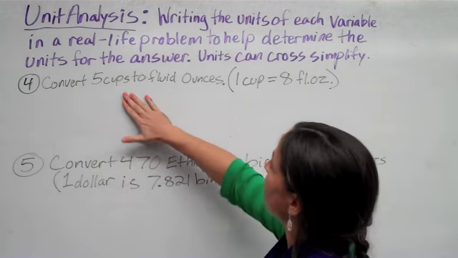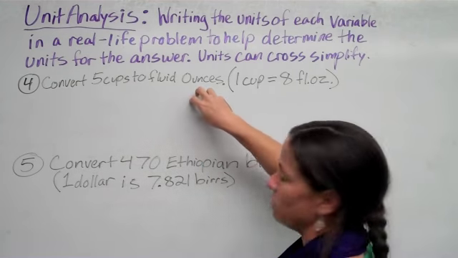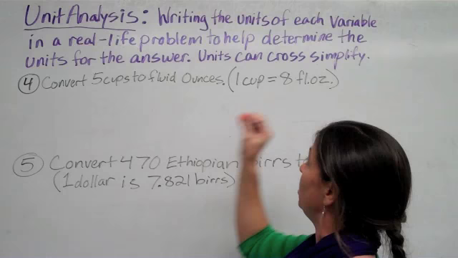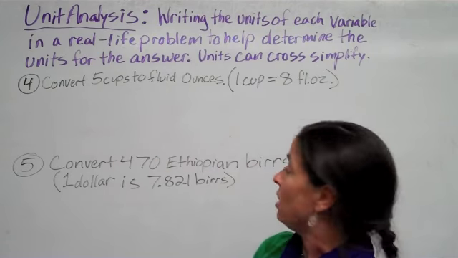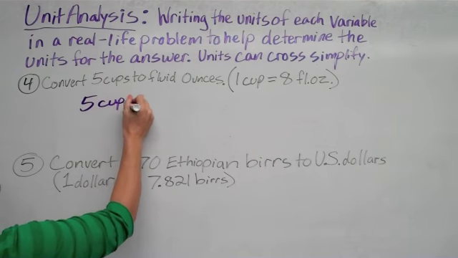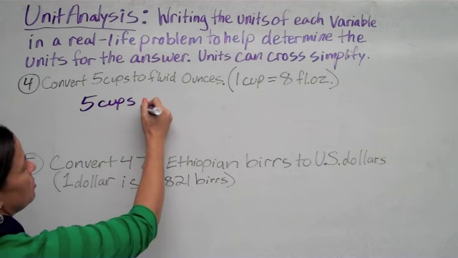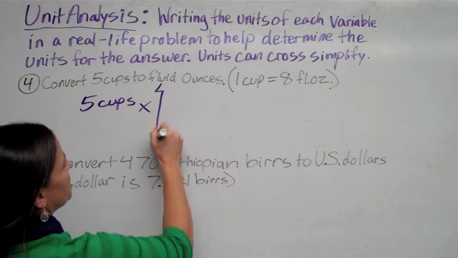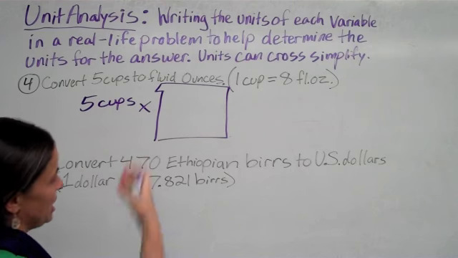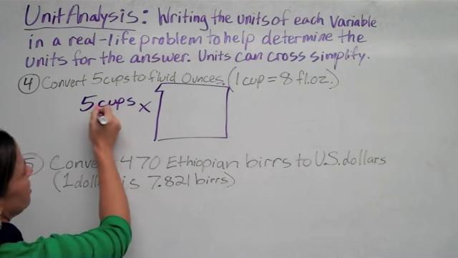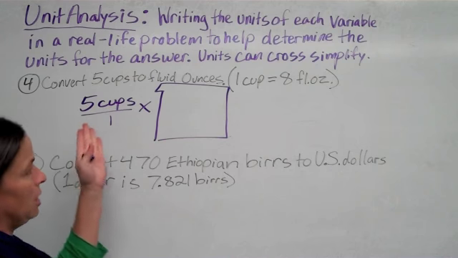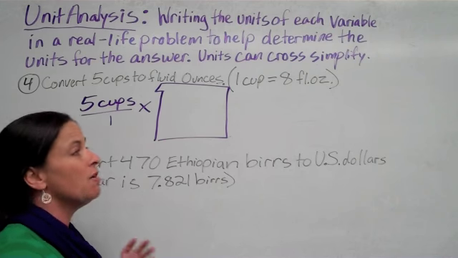So number 4, convert 5 cups to fluid ounces. And they give you that 1 cup is equal to 8 fluid ounces. So I'm going to start with my 5 cups. And I'm going to multiply this by a big, gigantic 1. Funny looking one, but it's something I've learned and it's kind of helpful. Now, I'm going to make the 5 cups into a fraction and I'm going to put it over 1. And the goal is I don't want to have the answer in cups, I want the answer in fluid ounces.